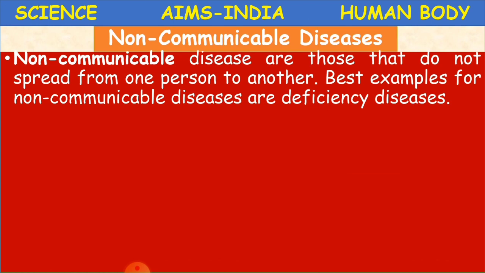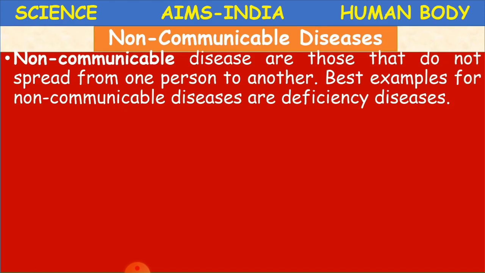Okay, if we have a non-communicable disease, in the sense that we have a deficiency in our body, because of that deficiency we have that particular disease. So no other person or living or non-living organism is responsible for this. Clear? So the best example of non-communicable diseases are deficiency diseases. For example, I said, like beriberi, scurvy and all that. So these are deficiency diseases.